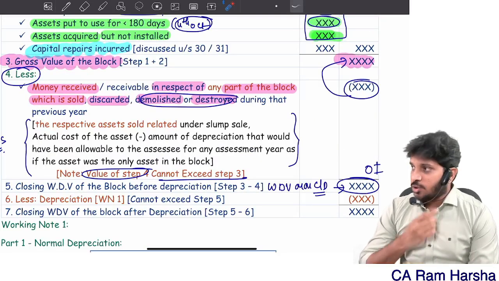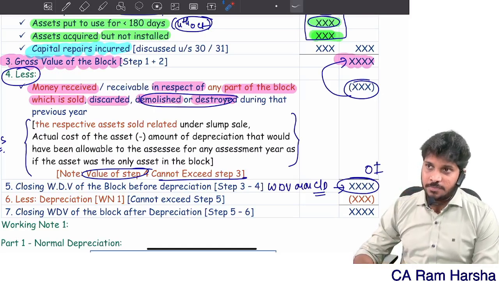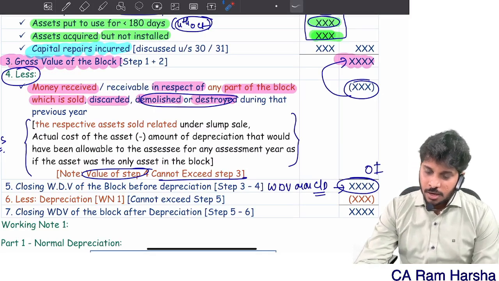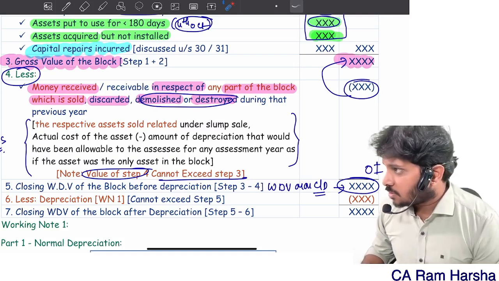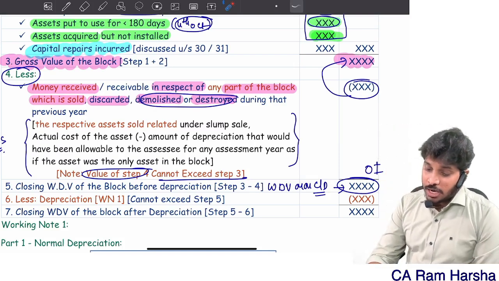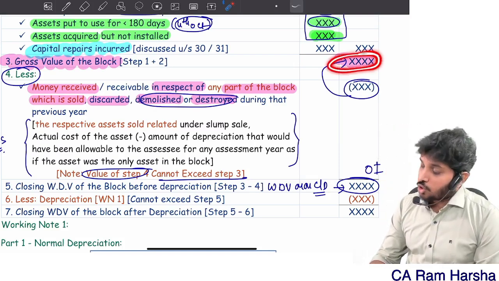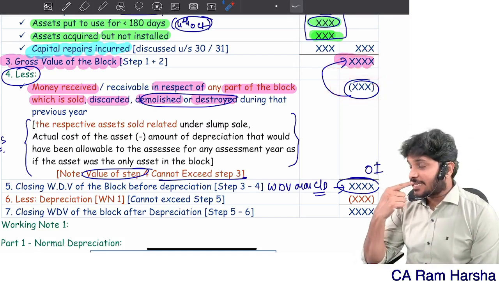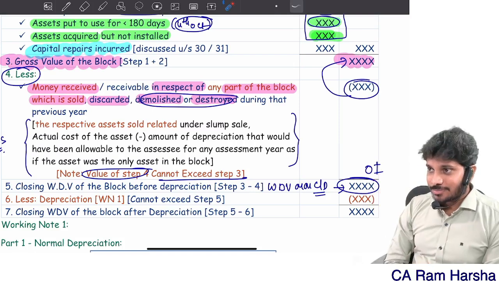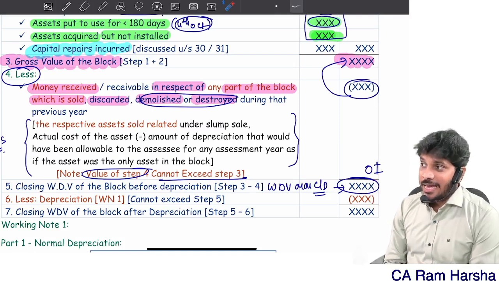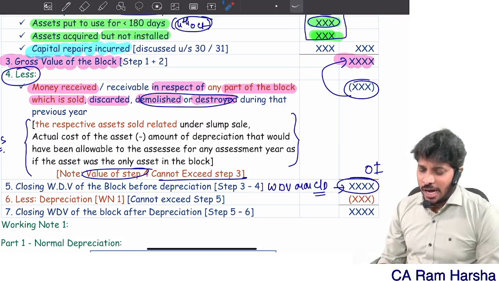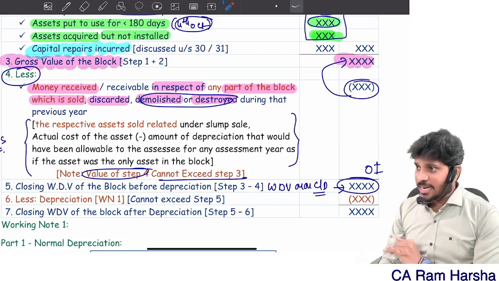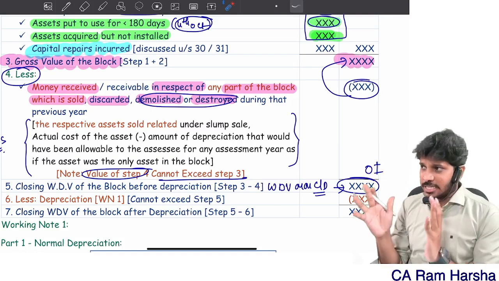Yes, let's continue the discussion. As I already told, we understood until now what the gross block value is and how to reduce it. Now let's understand the capital gains part. I have given the same in capital gains also. First let me discuss the concept and then tell you.